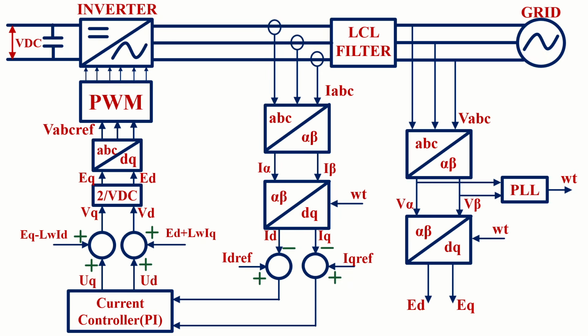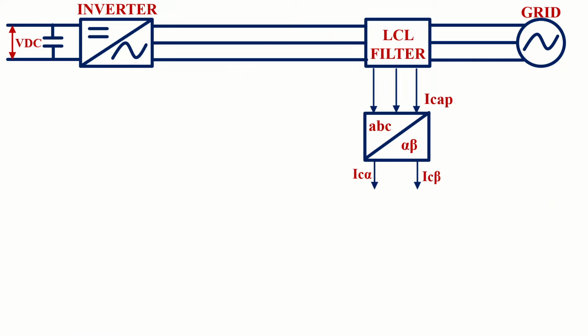This is the block diagram for synchronous reference frame control used in the simulation. I covered the controller's details in one of my previous videos, so you can refer to that for a deeper understanding. I will now demonstrate how to modify the controller to incorporate the active damping logic. The majority of the control components will remain unchanged, with only a few adjustments needed. In addition to sensing grid voltage and current, we also require sensing the LCL filter capacitor current. This current needs to be converted from the ABC frame to the alpha-beta frame.